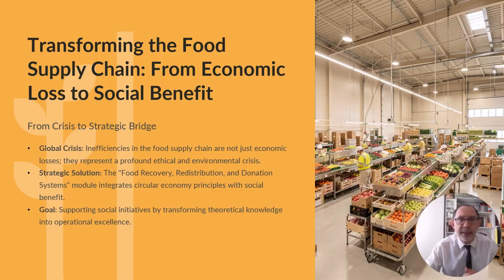The food recovery, redistribution, and donation systems model aims to build a strategic bridge to eliminate this dark picture. This bridge integrates circular economy principles on one side and direct social benefit on the other. Preventing food waste is not just about reducing garbage. It's about honoring the water, labor, and energy spent in producing that food. We approach food recovery not merely as a technical operation, but as a profound social innovation movement.